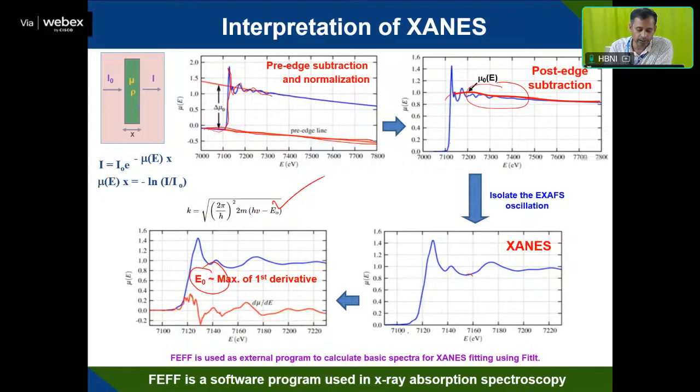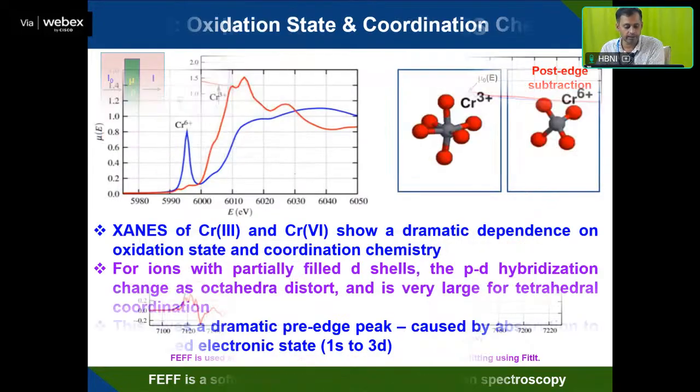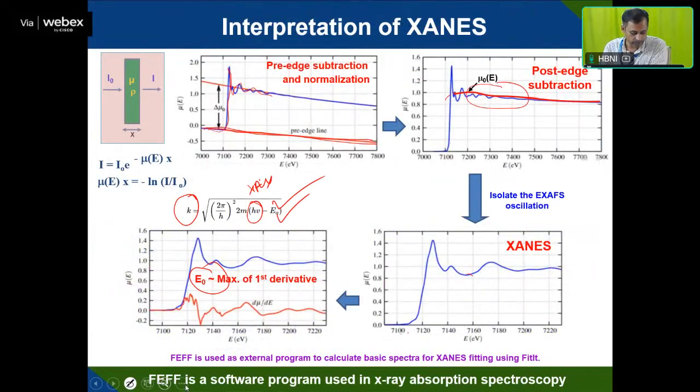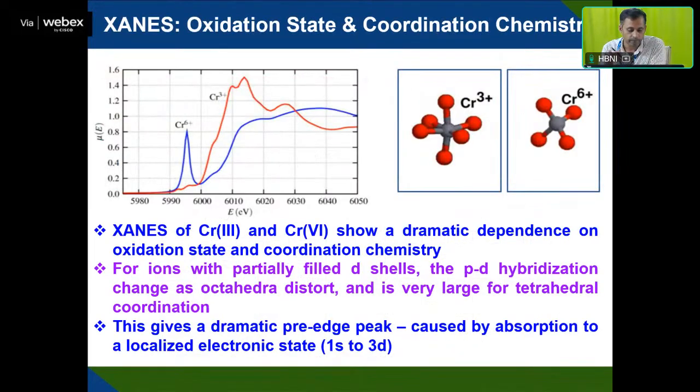Once you get E0, h nu you know, because that is the applied X-ray photon energy that you apply here. Then from E0 you can find out k very easily. And once you have k, using some available software, you can find out the bond length, oxidation state, bond coordination, all that information.